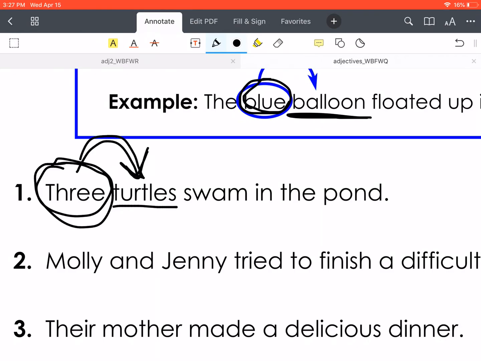So if we take that 3 away, let's just take it away for a second. We could still say turtles swam in the pond. And if you close your eyes and say that, turtles swam in the pond. You could see turtles swimming in a pond if you use your imagination. But what if you go back and open your eyes and you added the word 3: 3 turtles swam in the pond? Okay, close your eyes. 3 turtles swam in the pond. Now I can literally see 3 turtles swimming in a pond. Okay, so an adjective describes a noun.